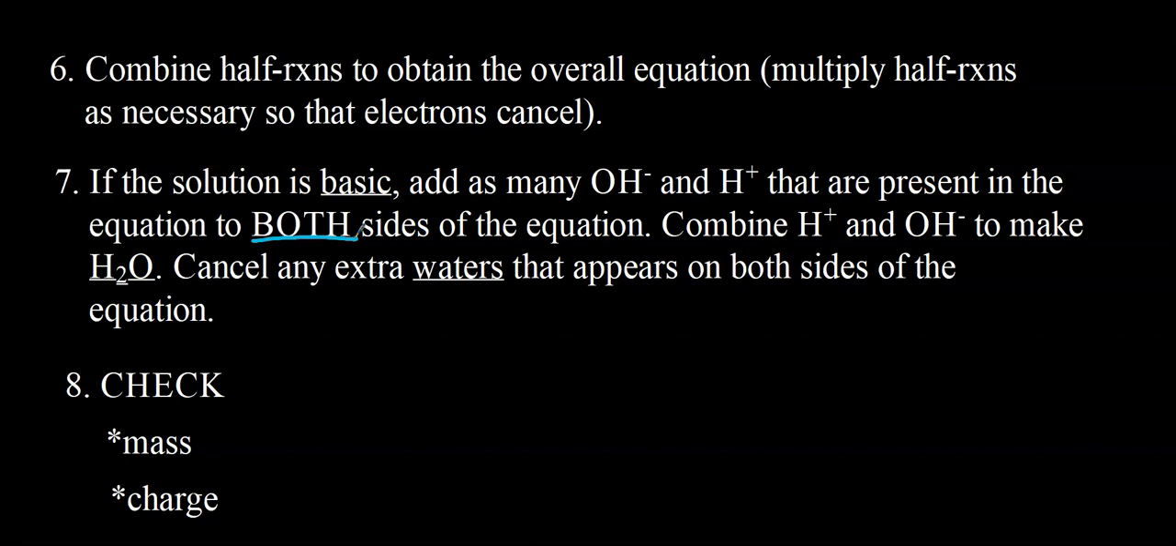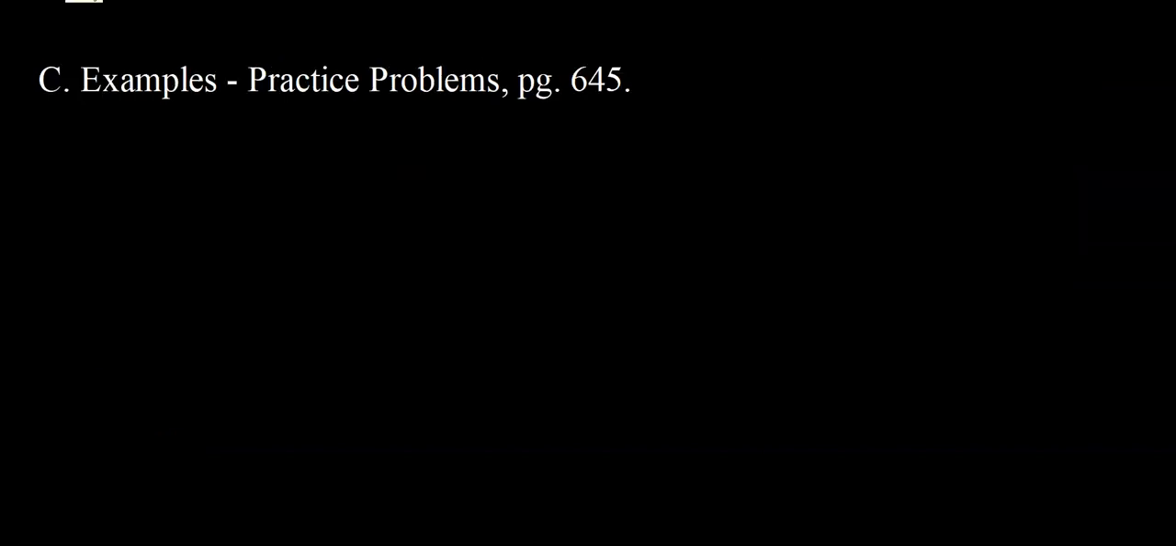Now, the side that has both H plus and OH minus on it, so you have 5 H plus and 5 OH minuses on the left side, you're going to combine those to make water. So 5 H pluses and 5 OH minuses will make 5 waters. Inevitably, then, you're going to have waters on both sides of the equation. You can't have that. Can't have the same exact thing on both sides of the equation. So cancel any extra waters that appear. And that is it. Once again, you can check your mass and charge, and if those are balanced, then you are good. All right, let's take a look at some examples.